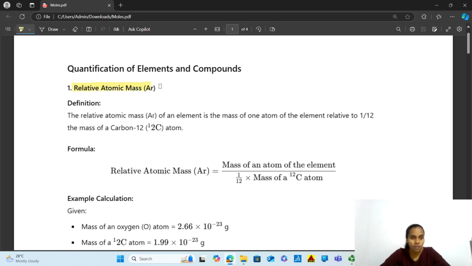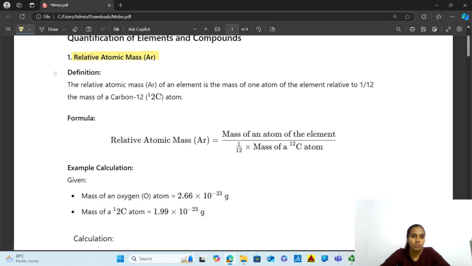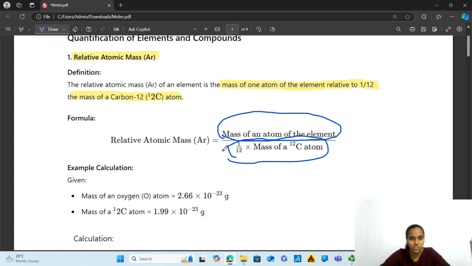A means atomic, R means relative, right? So what do you mean by relative atomic mass? It's the mass of one atom of the element relative to 1/12 of the mass of a carbon-12 atom, right? Let's see it by the equation. We are measuring the mass of an atom of the element relative to 1/12 of the mass of a carbon-12 isotope, right? So we have to divide the mass of the carbon-12 isotope or atom by 12.